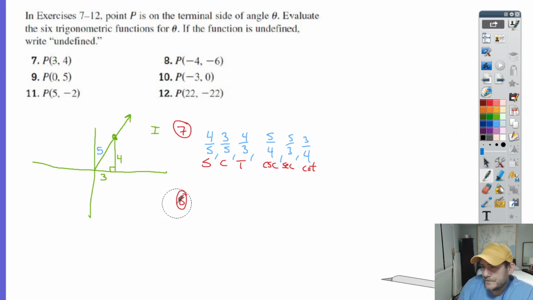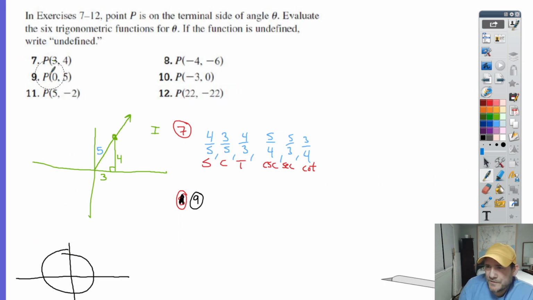So we're not doing 8. We'll do 9 because I assigned the odds. Now 9's a little weird because it has a 0 in it. So for 9, if I'm in the point 0, 5, then that means I'm straight up here at 5. Now here's where the x, y, r definitions do come in handy, because I literally can't draw a right triangle this time. It can't be drawn. It kind of dies for a moment when you're on the y-axis.